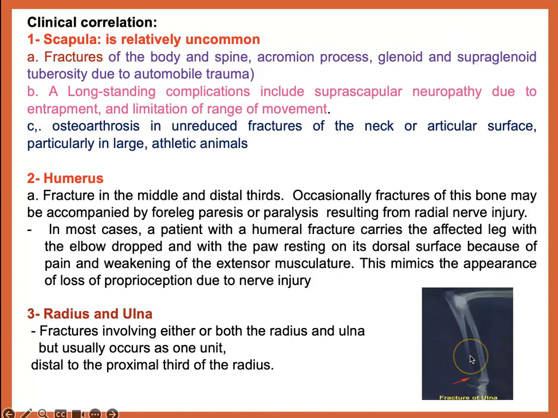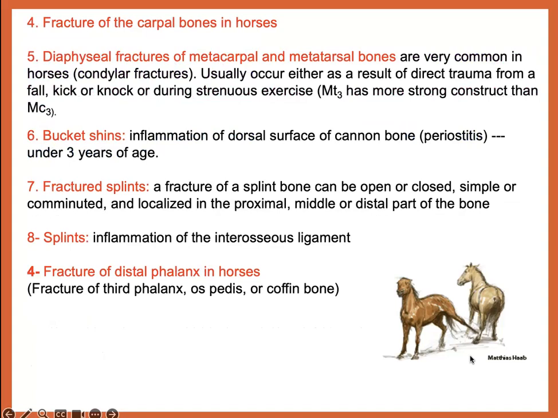Also, the ulna can be fractured, as you can see here in the X-ray. You can see it can be damaged also. Also, carpal bones can be damaged. Also, metacarpal bone can be damaged, maybe by trauma or kicking between animals. Also, splint bone can be damaged, fractured, and also can be inflamed. And also, distal phalanx of the equine could also be damaged.